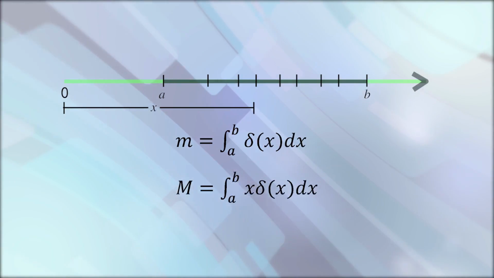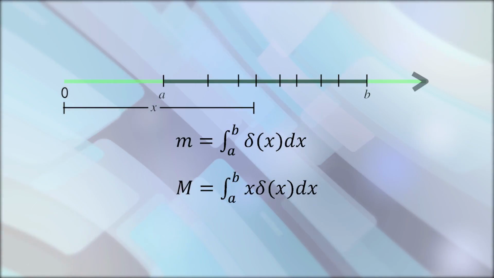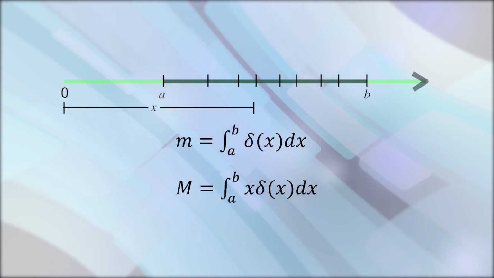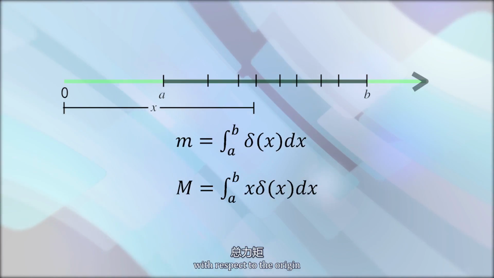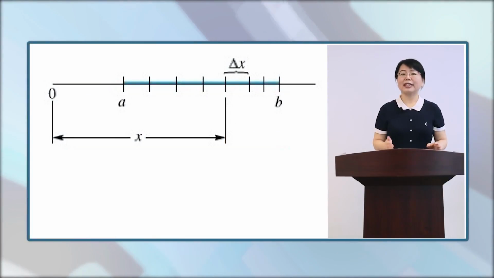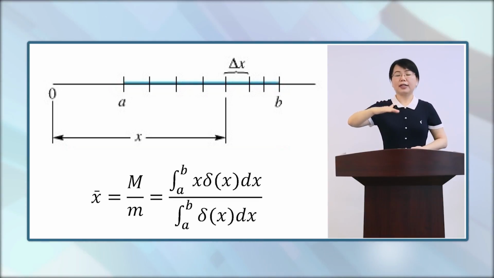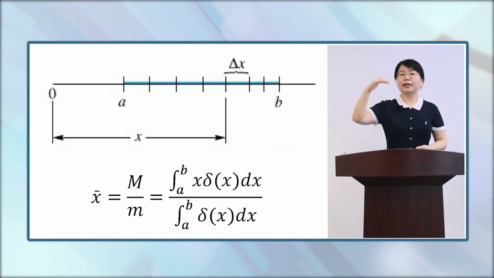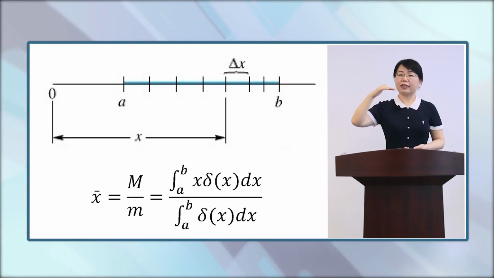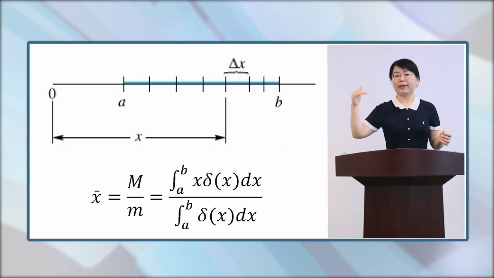Likewise, the total moment is the definite integral of x times delta(x) on the interval [a, b], with respect to the origin. This leads to the formula x bar equals capital M over little m. That means the total moment over the total mass. So we have the quotient of the two definite integrals.